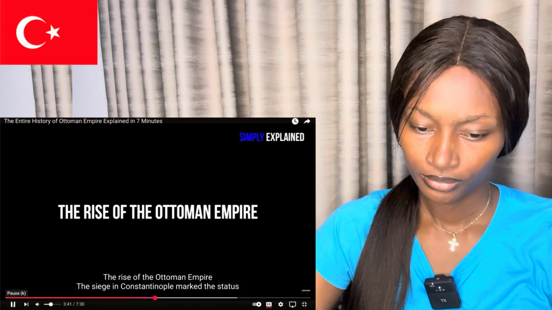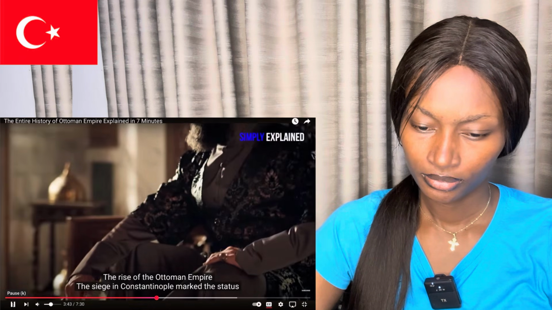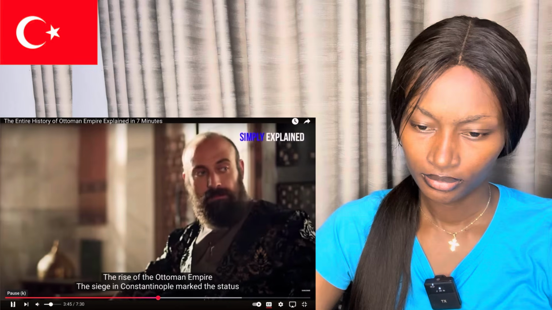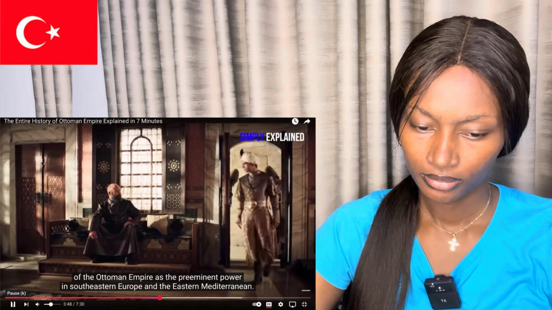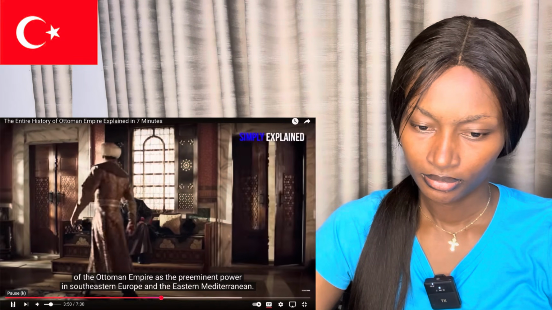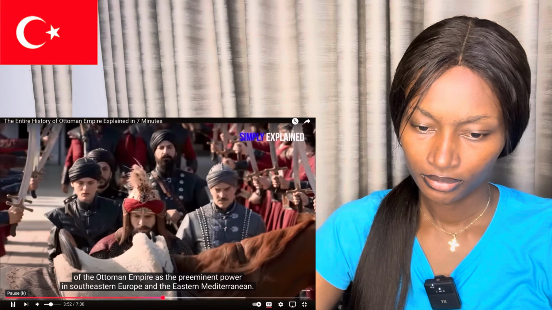The rise of the Ottoman Empire. The siege in Constantinople marked the status of the Ottoman Empire as the preeminent power in southeastern Europe and the eastern Mediterranean.